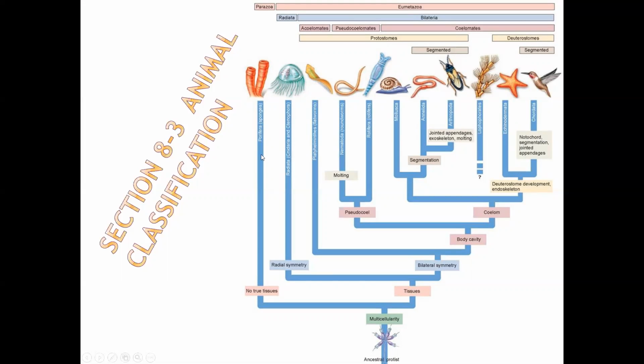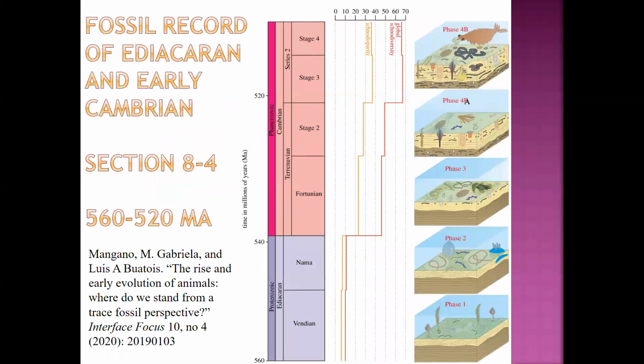So we'll go over these classification schemes as well as the fossil record of the Ediacaran and early Cambrian, actually after the Avalon explosion. So this section will begin at 560 million years ago and conclude in the middle of the Cambrian explosion. So we'll start down here at 560 million years ago, and then we'll look at the different phases of complexity.